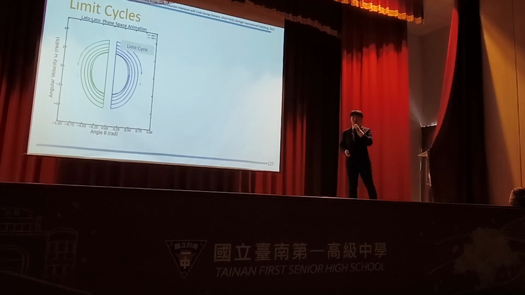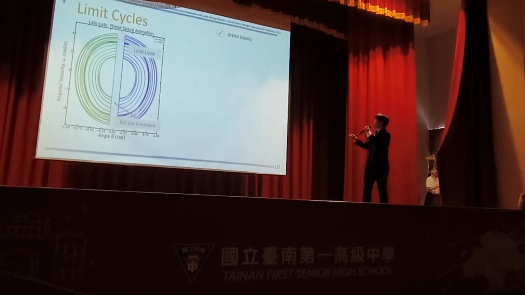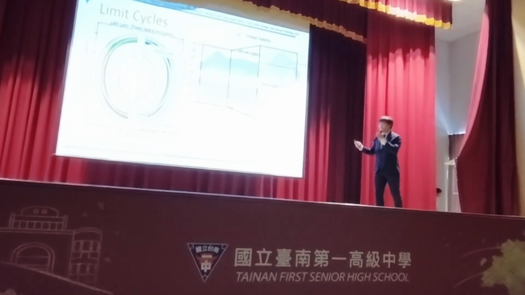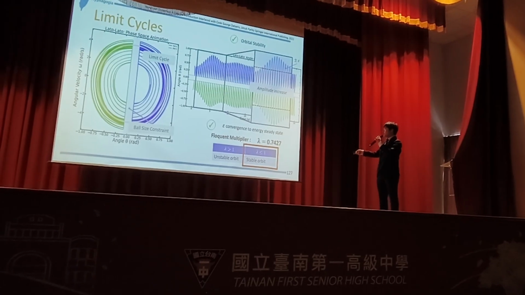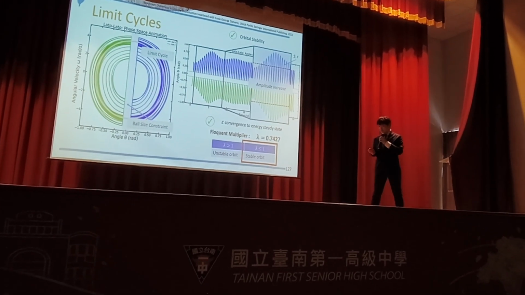Plotting the phase space diagram, we can notice a limit cycle forming. This is due to the amplitude fluctuating with a plus and minus epsilon, as the epsilon will converge to the energy steady state that I have previously mentioned. We are also able to obtain a Floquet multiplier smaller than 1, indicating a stable orbit.